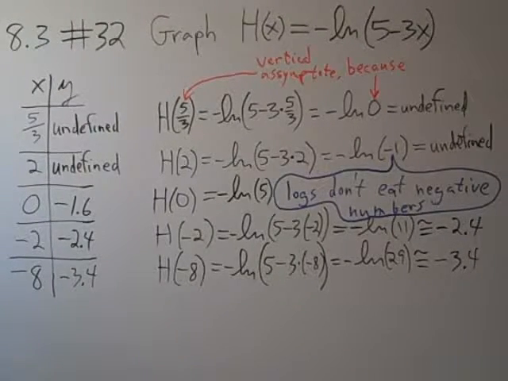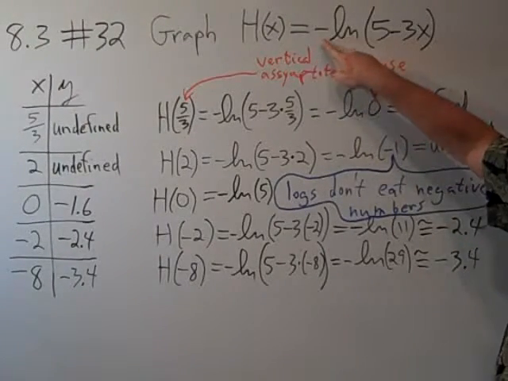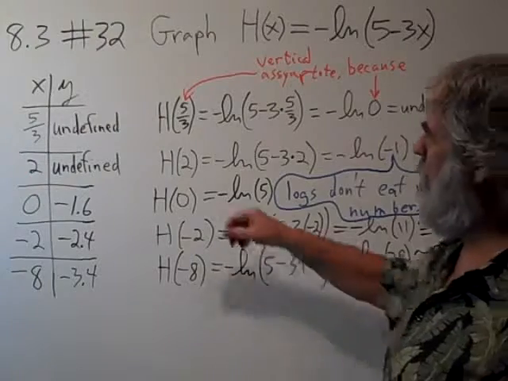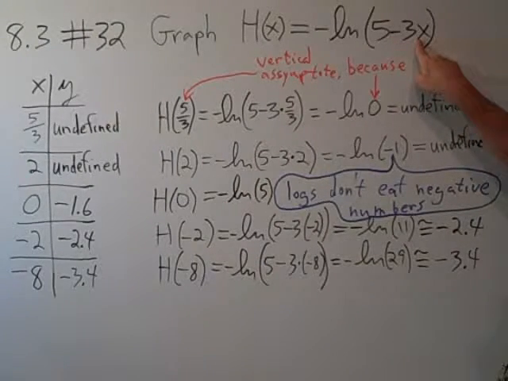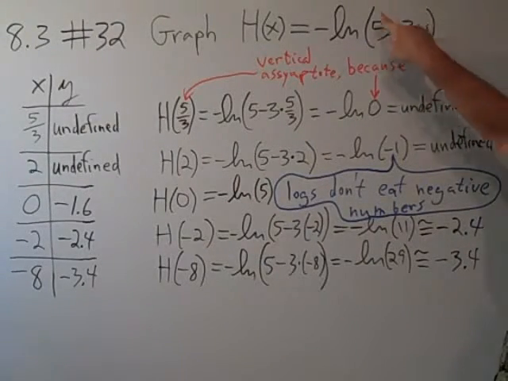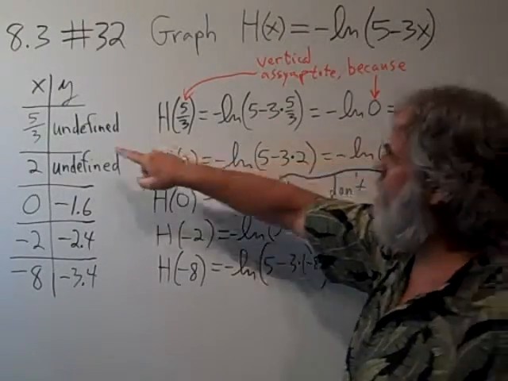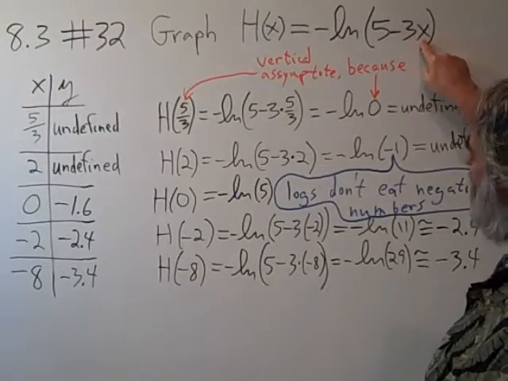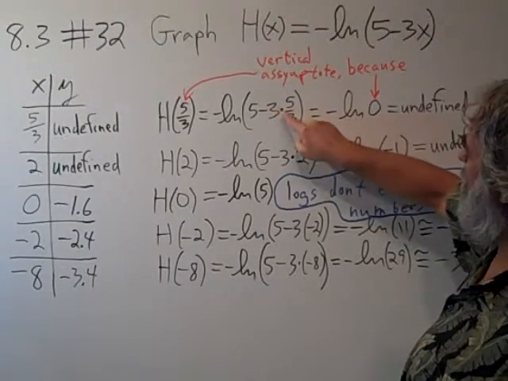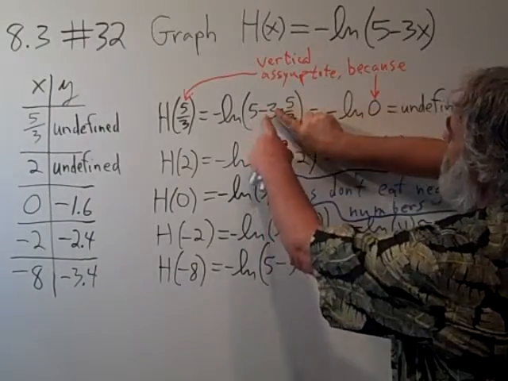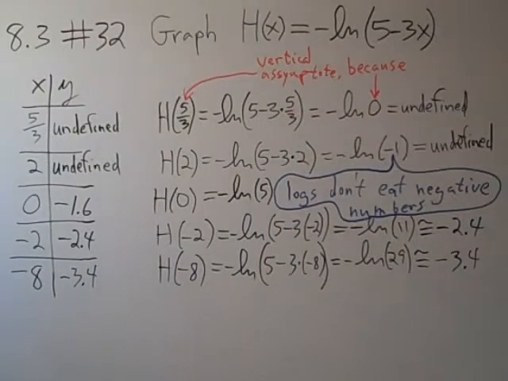Okay, to graph this function h of x equals negative the natural log of 5 minus 3x, we need to evaluate it at some values of x. And I started off with the value of x that makes the argument 0. And that's, well, I'm sorry, that's 5/3. When x is 5/3, the 3's cancel out, so you have 5 minus 5, which is 0.